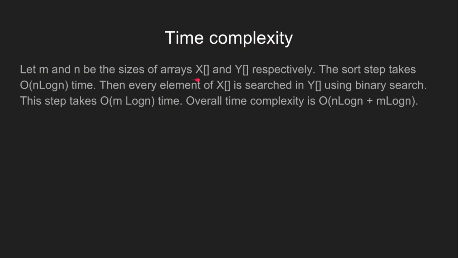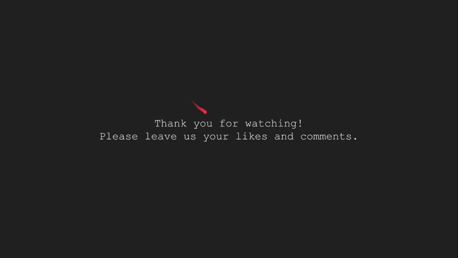Let m and n be the sizes of array x and y respectively. The sort step takes n log n steps. Then every element of x is searched in y using binary search. This step takes m log n time. So the overall time complexity becomes O of n log n plus m log n.